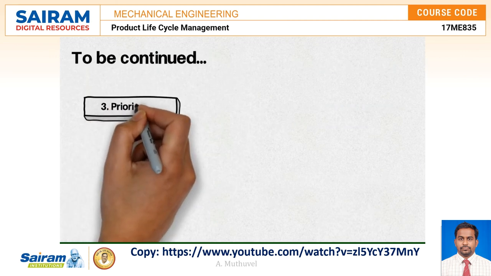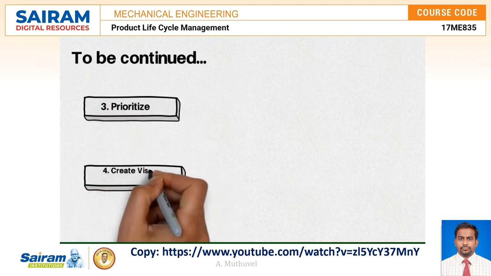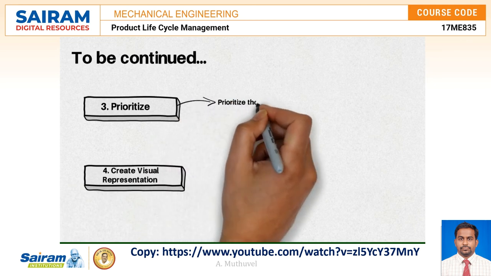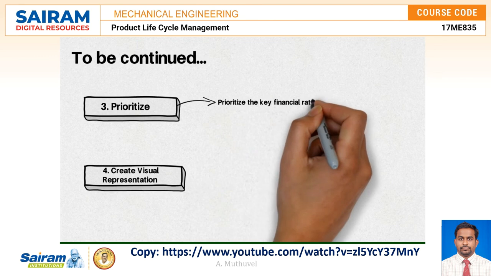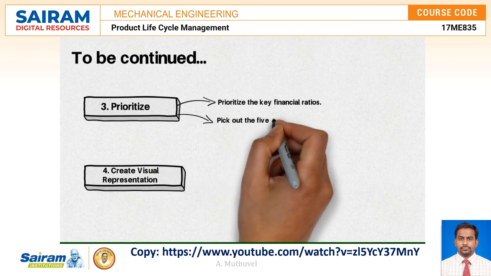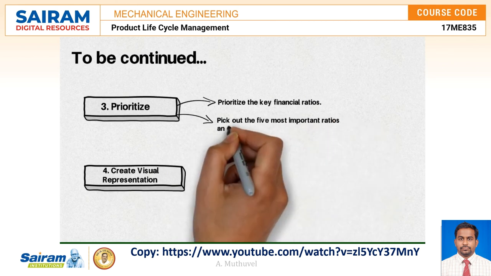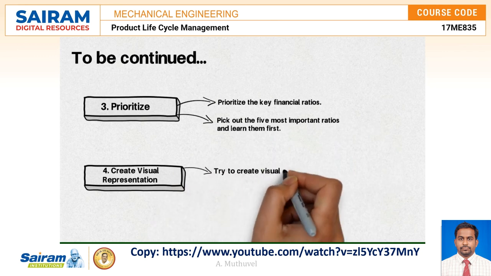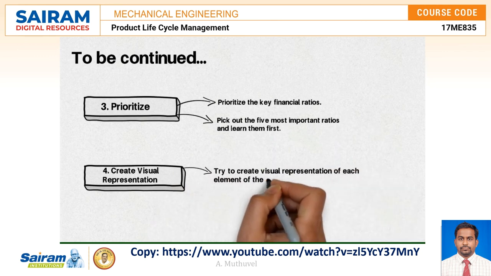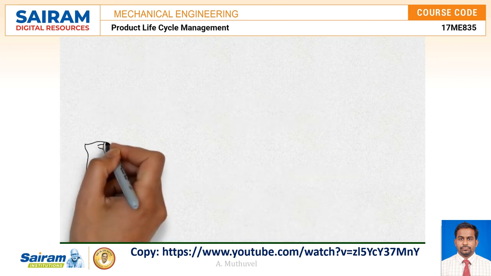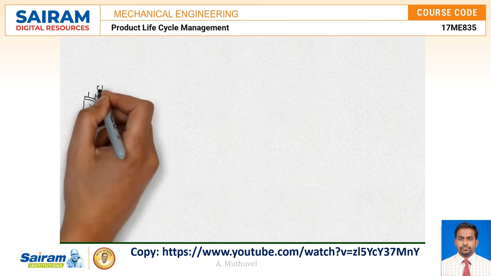3. Prioritize. 4. Create visual representation. Prioritizing the key financial ratios is an amazing tip that should be followed. So, prioritize and learn the most important ones first to remember them easily. Pick out the 5 most important ratios and learn them well until they stick to your brain. And last but not least, try to create an elaborate visual representation of each element of the financial ratios in your head to learn them easily. Connect each symbol by creating a story to keep them all together. This will be very helpful since our mind's tendency to remember in pictures is higher than words or symbols.